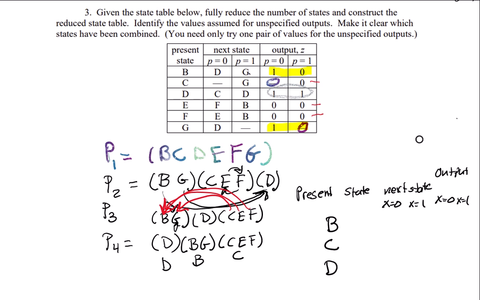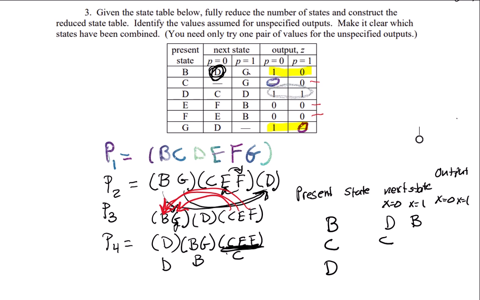And then for x equals 0, the next state we see for B is D, and that is one of the ones that we chose. And the next state for B for 1 is G. G is in the same partition as B, so we'll call that B. C, its next state for 0, that was incompletely specified. Let's check E. E, its next state was F. Okay, so in this partition right here, our next state will be C.